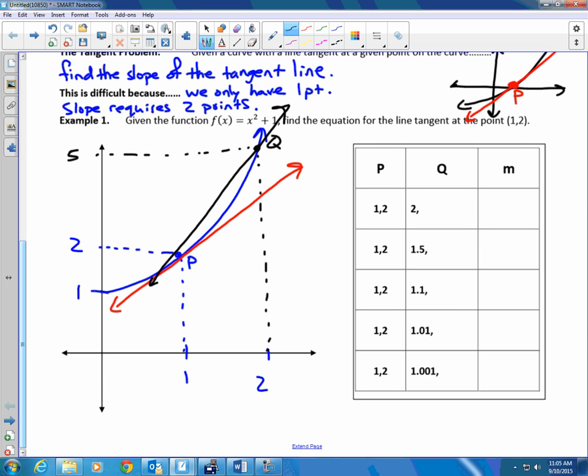So this secondary line passes through point P, but I'm also going to say it passes through another point called point Q. And this is not a tangent line. The red line's a tangent line. This is what we call a secant line. A secant line passes through 2 points on a curve, not just one.